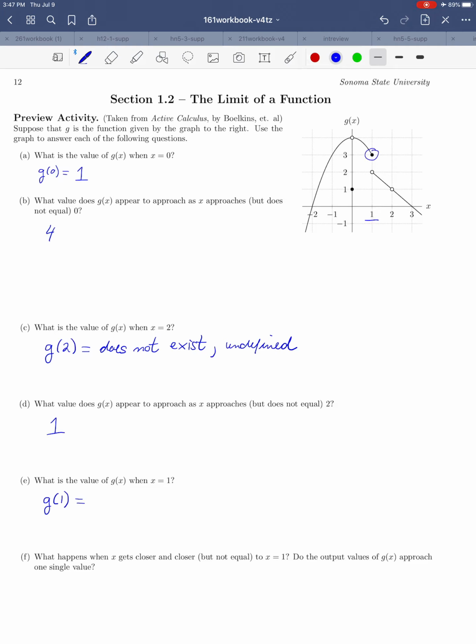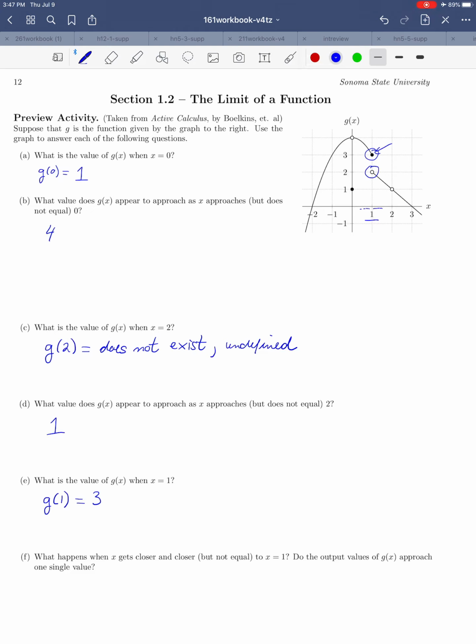There are again two things happening here. We have a closed dot and an open dot. And the closed dot tells us what the function value is when x is equal to 1. So we get g of 1 is equal to 3. Next, again, we want to know what happens to the function values as we are approaching 1 but not hitting 1, because we already answered that question. We just want to know what happens if we're getting close to 1.